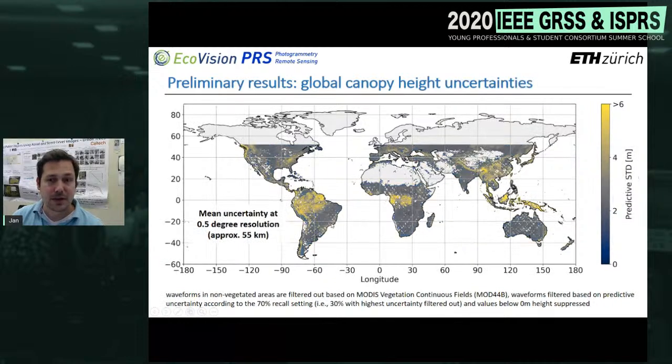Another interesting thing is that for each prediction we can also assign the predictive standard deviation. When we plot this, we can see the standard deviation is between 0 and 6 meters. Everything above 6 meters is clipped here. Then you get this map, and you see that the standard deviation basically increases with the height of the tree. So in the very high tree areas, you also get higher standard deviations. In other areas, it's much lower.